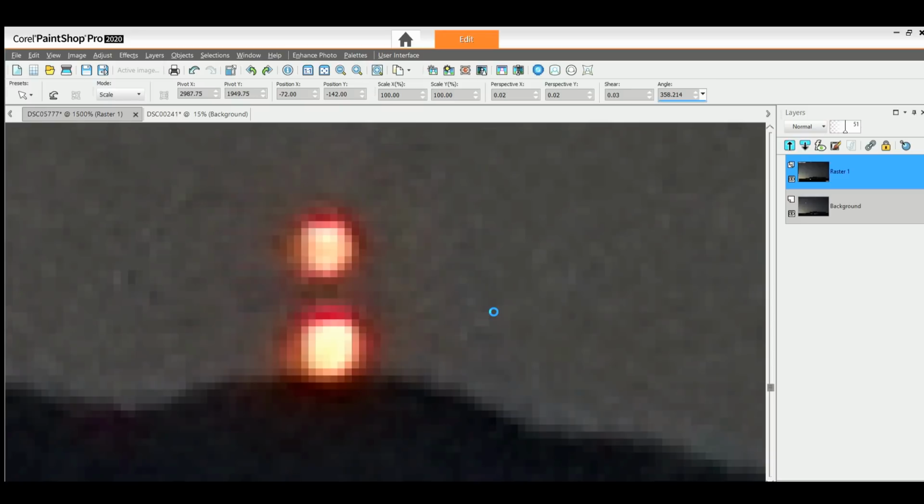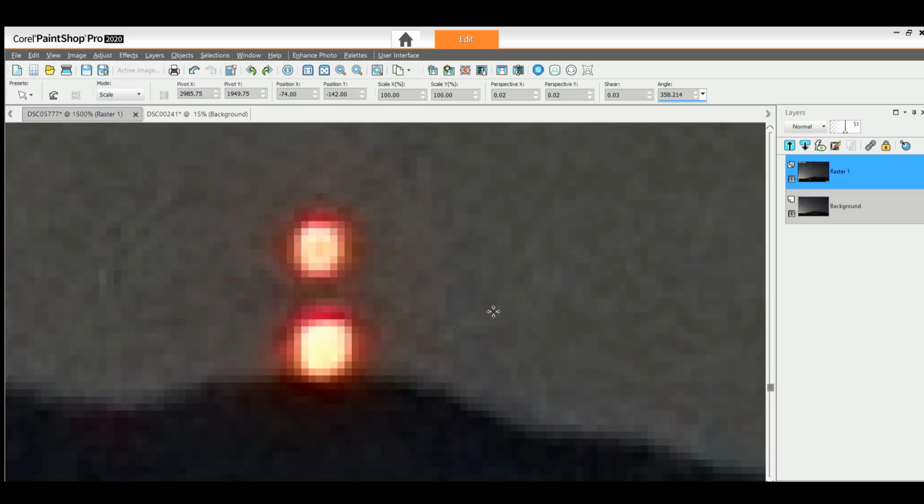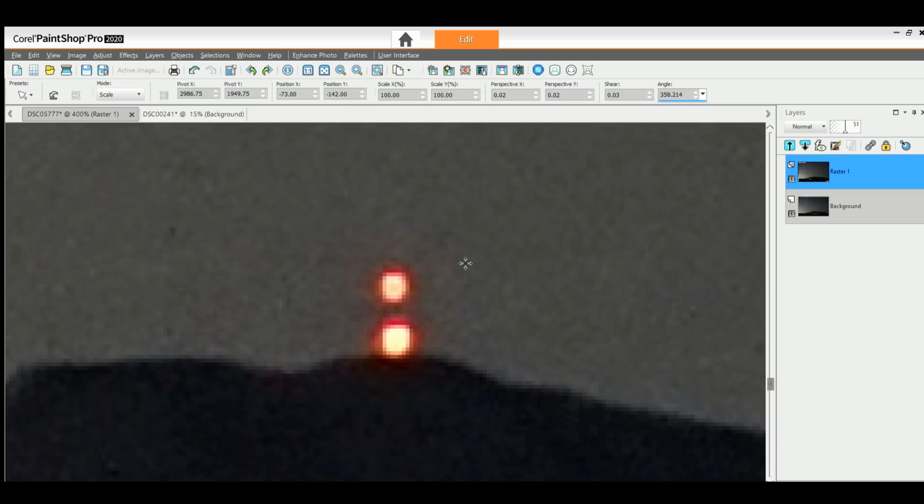All right, so as you can see here, this looks pretty good. Maybe in between this position and the other one. Actually, this one looks pretty good. So just visually, I align the two images, and then I begin to measure the distance between the stars as seen by the two cameras.